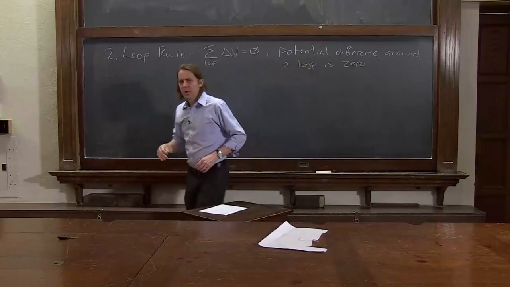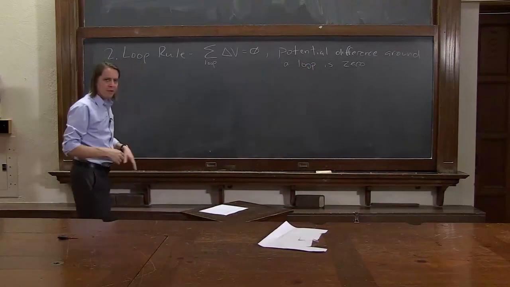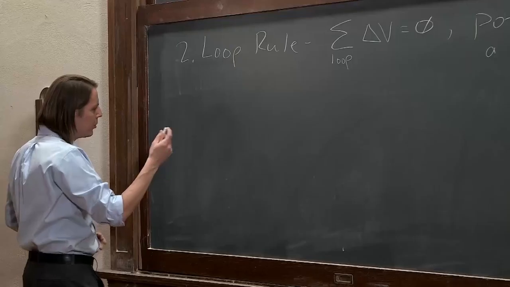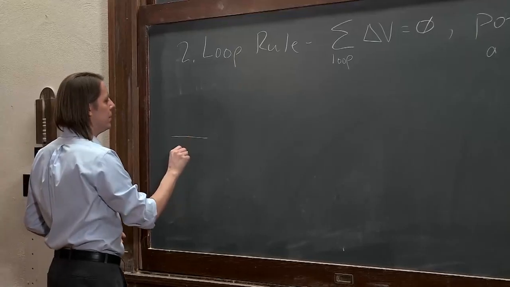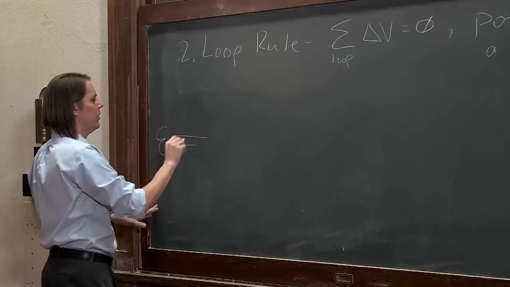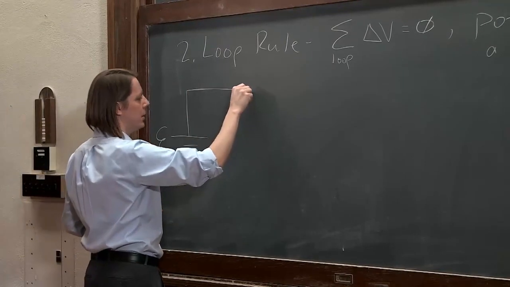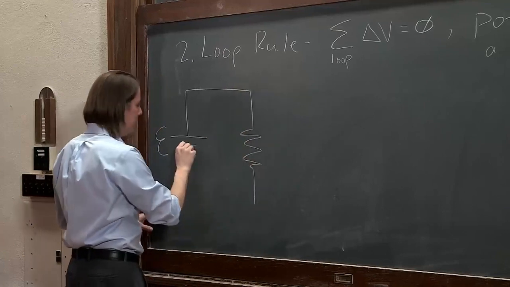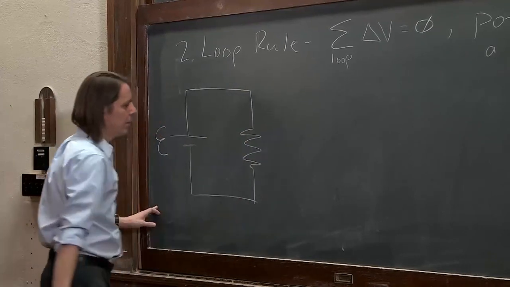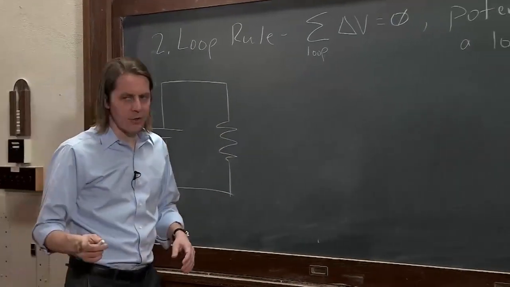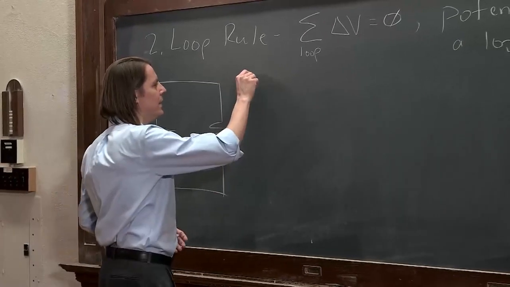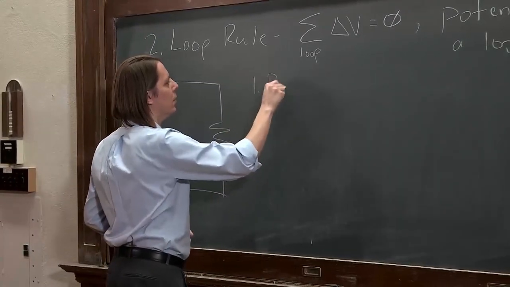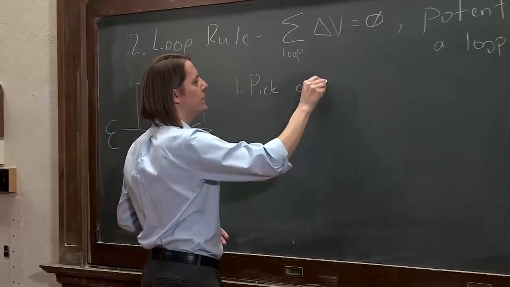So let's draw a circuit and apply it to see how we use this. So we're going to draw just the simplest circuit, our battery with an EMF up here, down to a resistor, and back around. There it is. So step 1 is to pick a current direction.